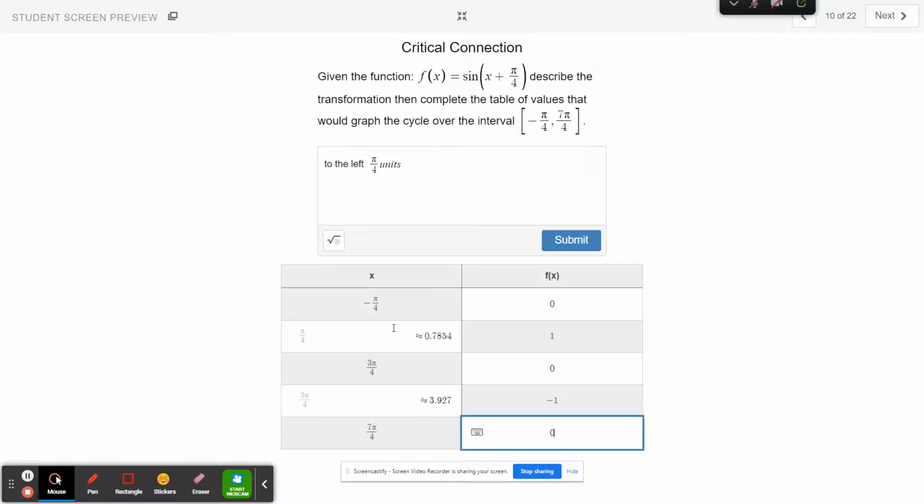All right, so again, paying close attention, since I want it over this specific interval, I'm going to start there, and then I'm going to count by pi halves, and that's how I'm going to get my x values, because every pi halves is going to give me those critical points. Okay, and again, why do we want this interval? Because that's how it was shifted.